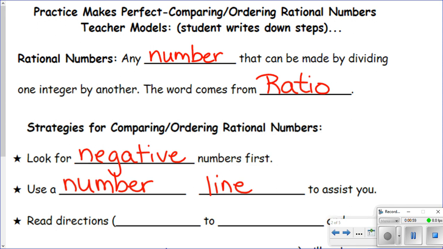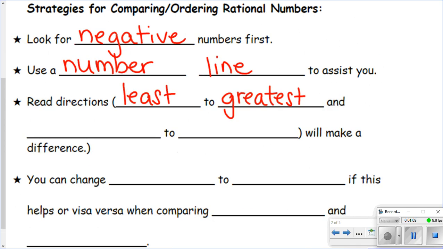Always read your directions. Sometimes you'll be asked to order numbers from least to greatest, while other times you might be asked to order from greatest to least. And those directions will make a difference.